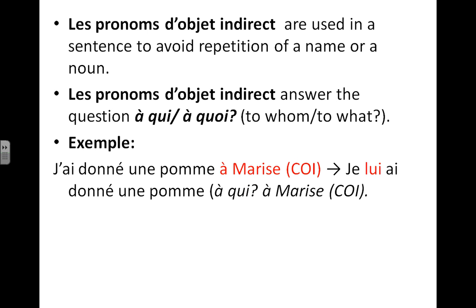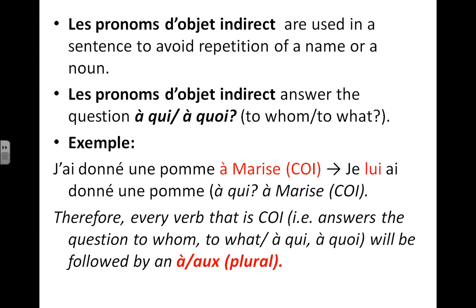Let's see. I'll give you an example. J'ai donné une pomme à Maryse. À qui j'ai donné une pomme? À Maryse. I gave an apple to someone. To whom? À Maryse. So that's your COI. Je lui ai donné une pomme. À qui? À Maryse. Okay?